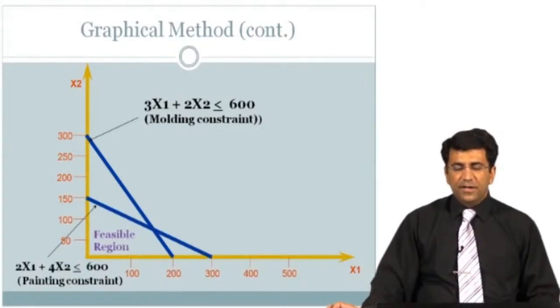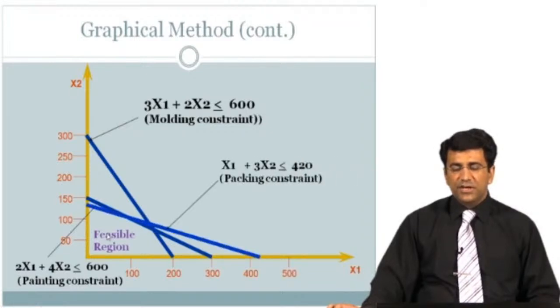Now in the next step we will draw that second line, which is actually the painting constraint, and again the feasible region for this particular line will be the less than area, and this one is the area which is feasible for both of these two lines. Now this is the third constraint, that is x1 plus 3x2 less than or equal to 420, which is the packing constraint, and again this is the area which is less than all of these three lines. So this is our final feasible region.